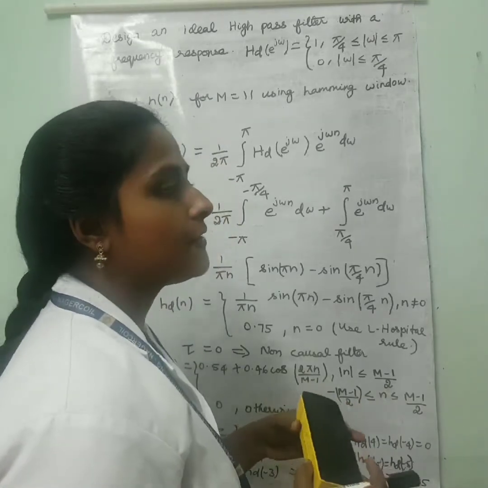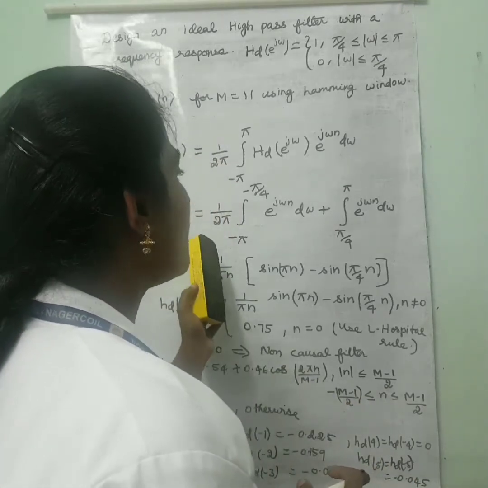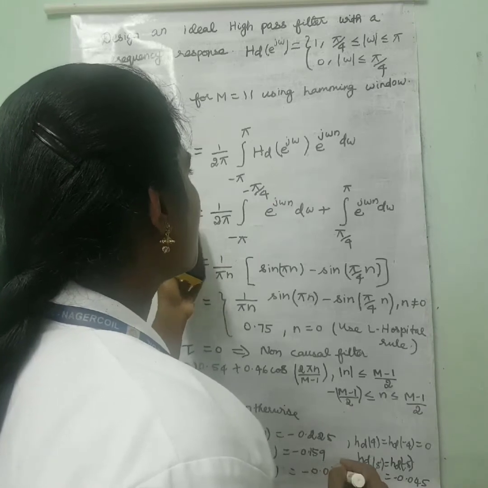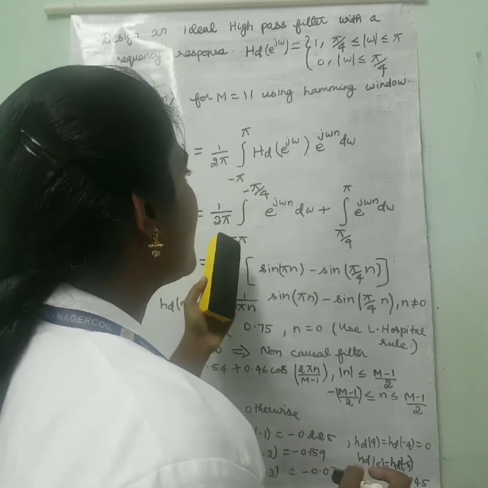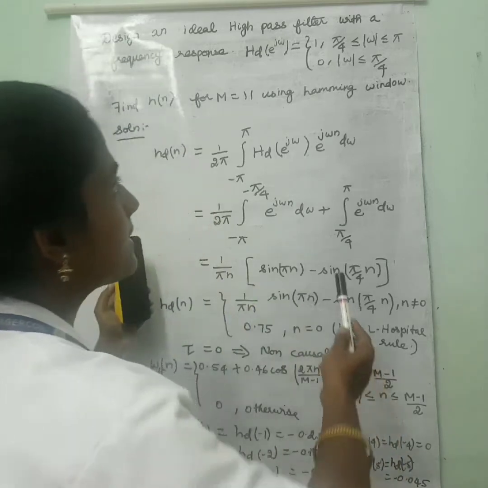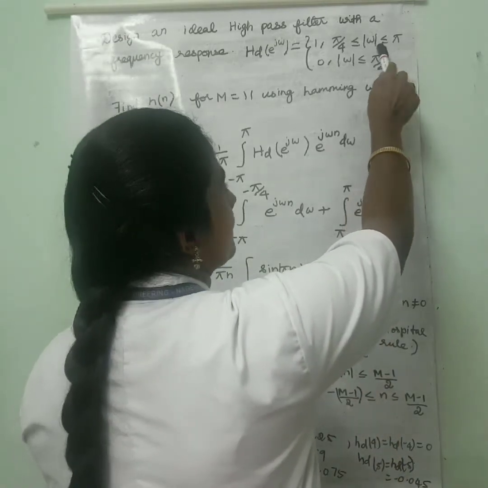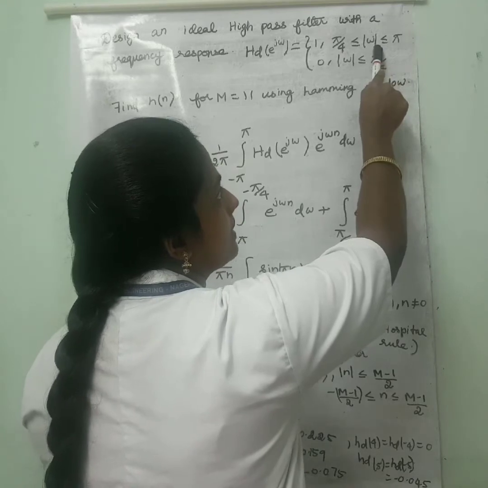Now we can first find the Hd of n. First you write the formula. Next you substitute the limit value. Here our limit is modulus of omega. They have given here modulus of omega.